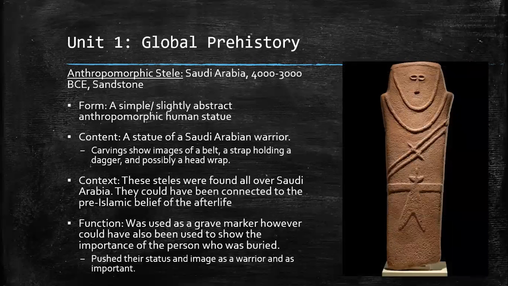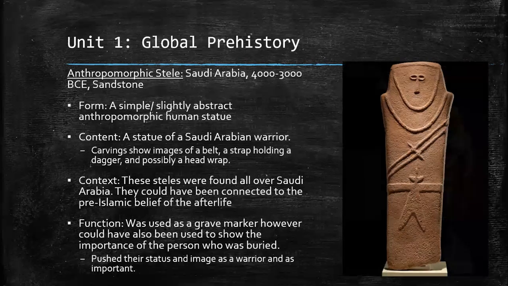So for Unit 1, we have the anthropomorphic stele. This simple statue was theorized to be used mainly as a grave marker, but also to show off the value and importance of the person who was buried with it. So, in a way, you could say it's propaganda by the way it's meant to convince others of the person's importance and push that belief.